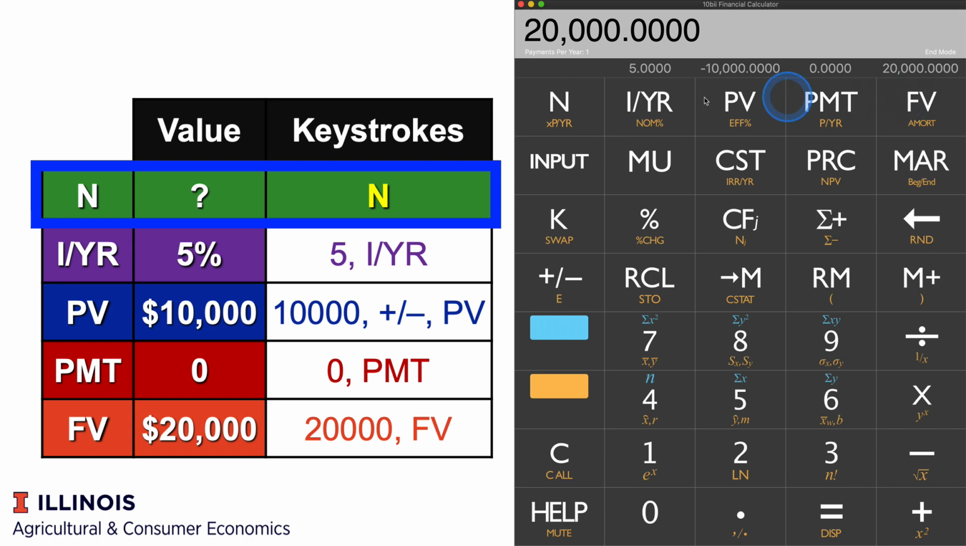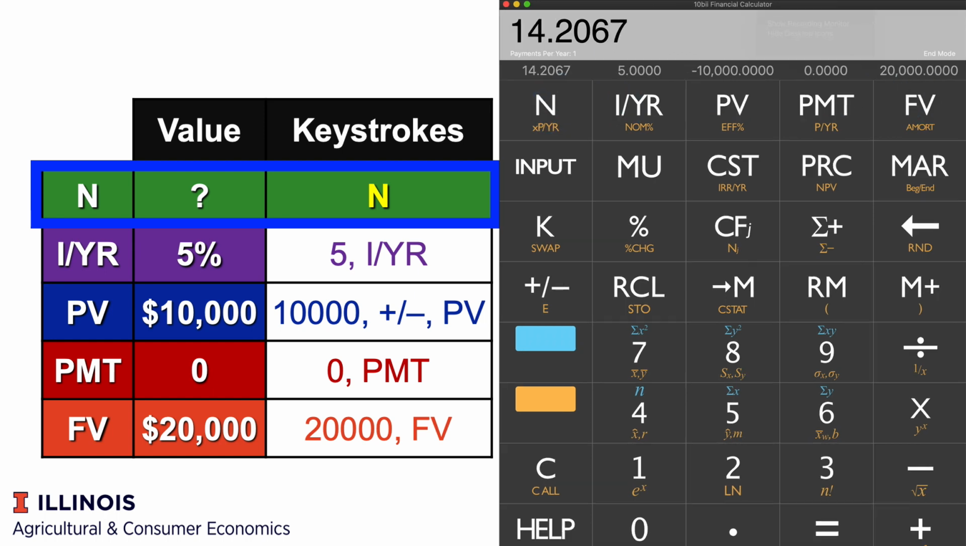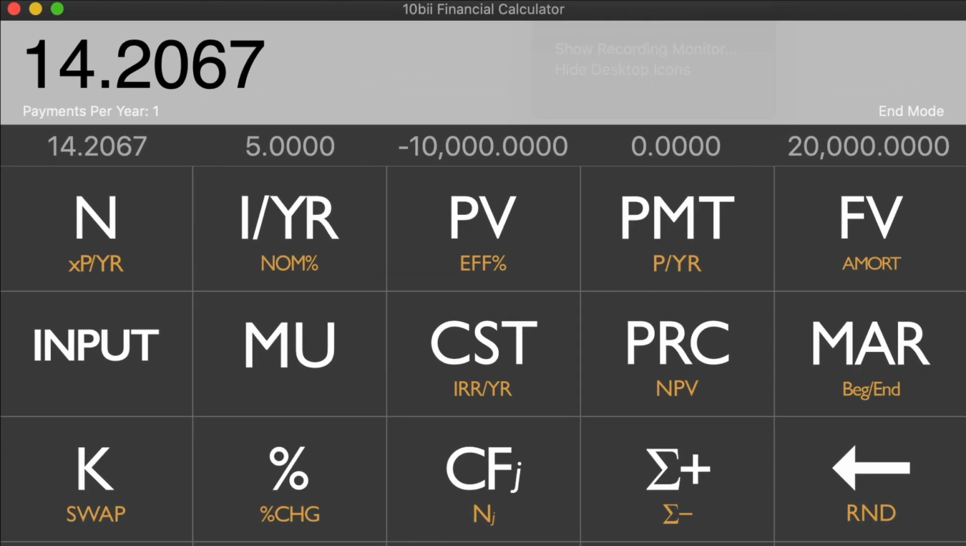Go ahead and hit N and see how many periods it takes. It takes about 14.21 periods to double our money. And this is using a financial calculator. This is the correct answer, 14.21 periods.